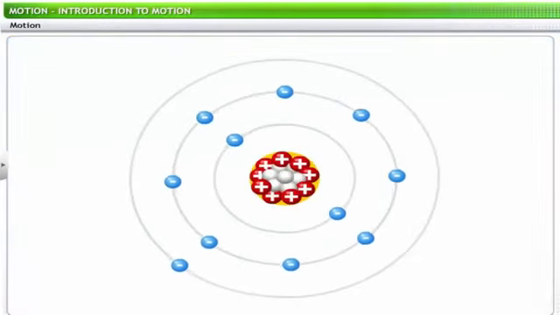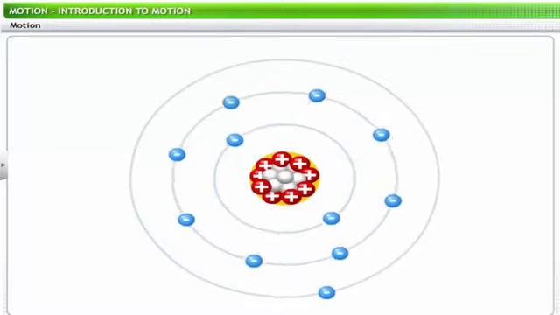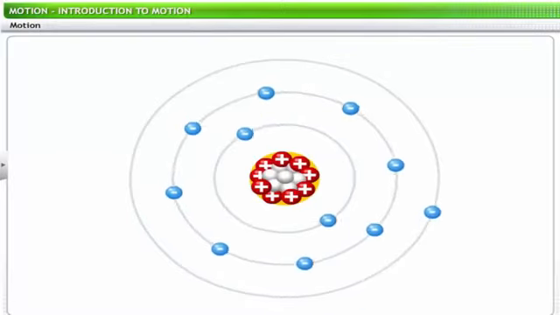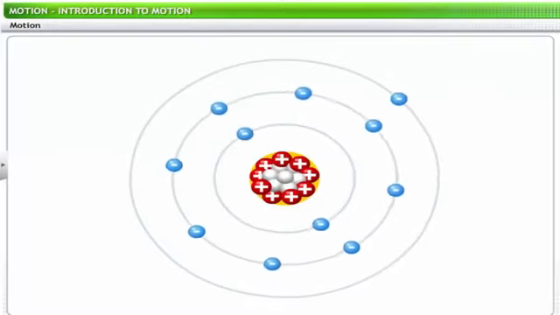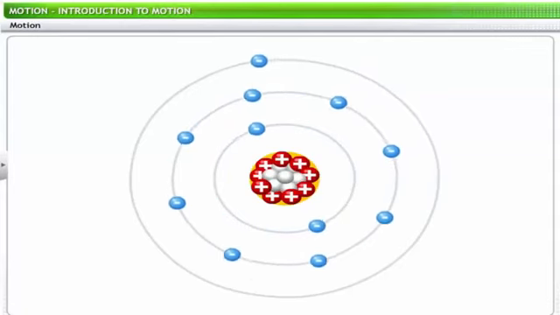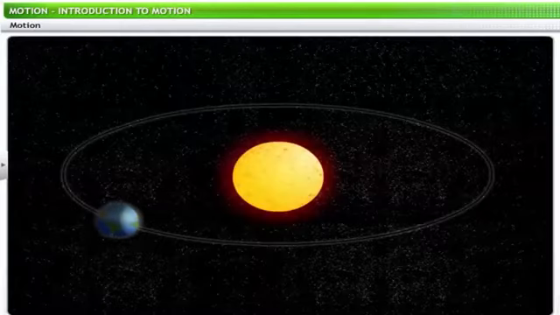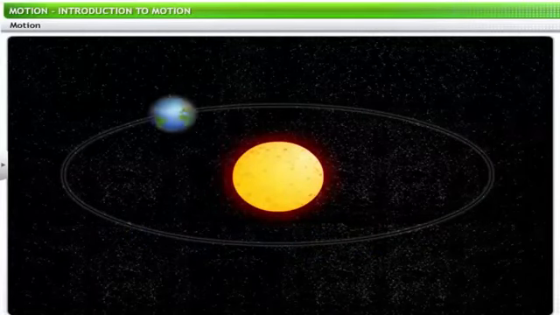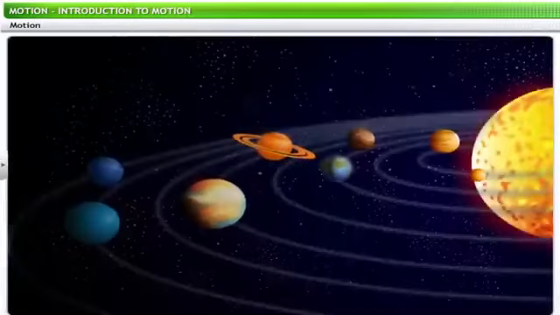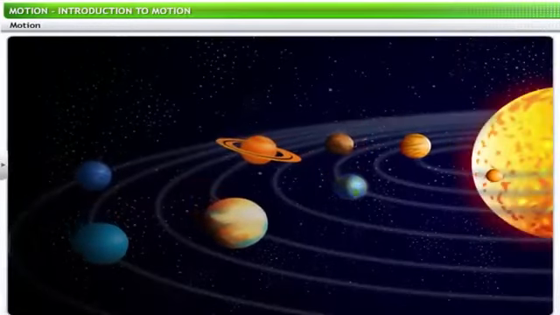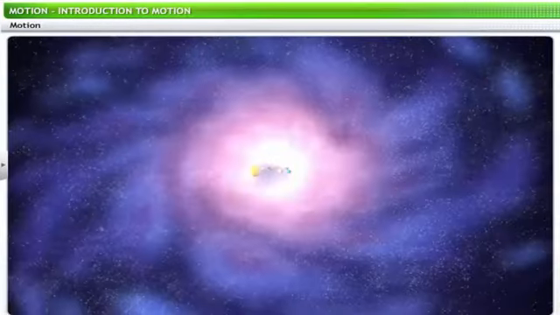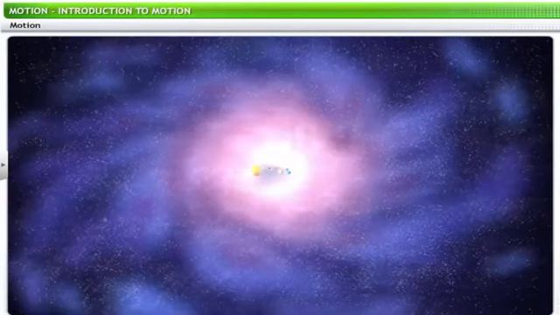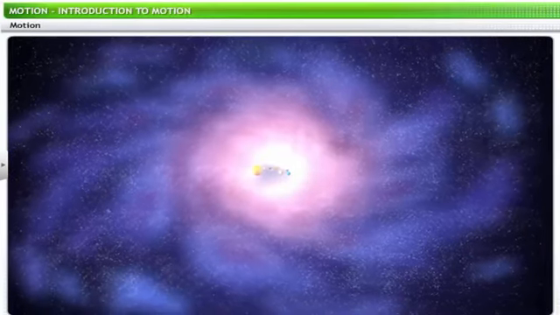Tiny particles such as atoms and molecules and heavenly bodies such as planets, stars, and galaxies are all in motion. For example, Earth rotates around its own axis and revolves around the Sun in an orbit. Similarly, other planets, solar systems, and galaxies in the universe are all constantly in motion.